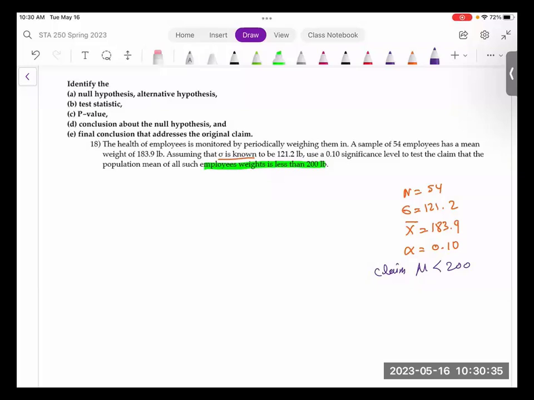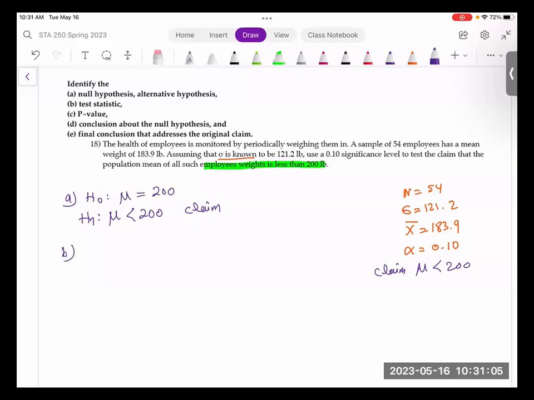Now I'm going to start with the first part, which is A, the hypothesis testing. We have the claim already: the mean is less than 200. Because it does not have an equal sign, that's going to be listed as H1. The H0 is ours: the mean equals 200. So we are done with A.